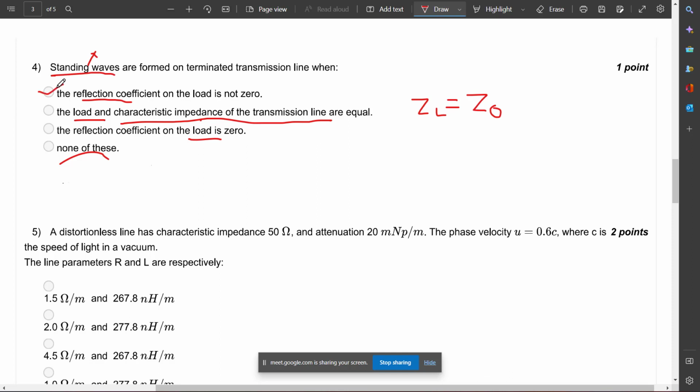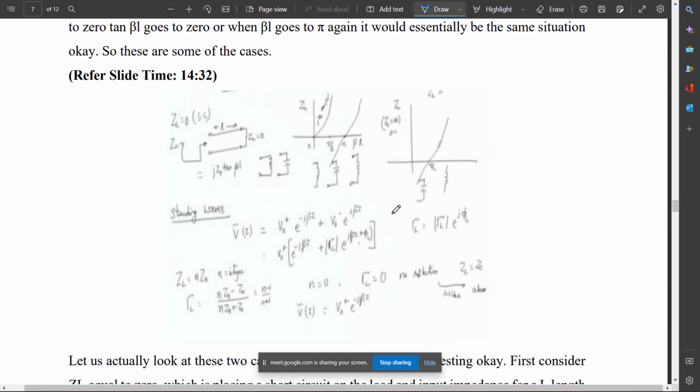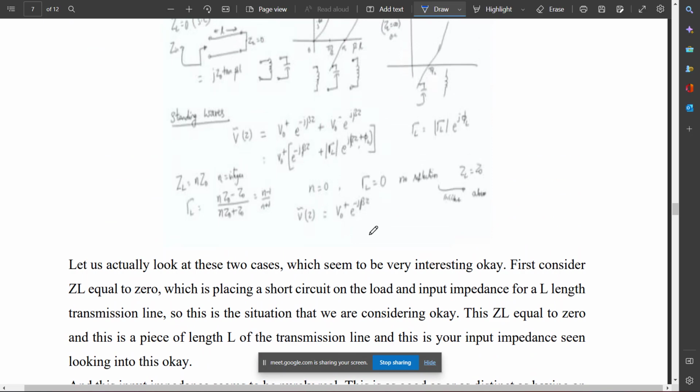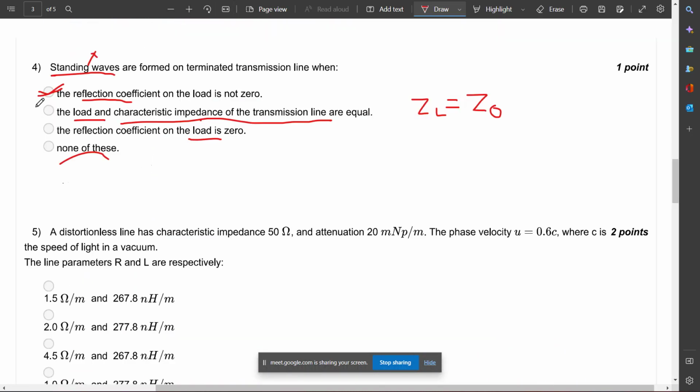Very good. So if there is a reflection coefficient which is not equal to 0, it means there will be reflections, right? And if there are reflections from the transmission line, there will be standing waves as well. See, if it's 0, then there will be no reflection. But if the value of the reflection coefficient is non-zero, then there will be standing waves. These are the conditions for standing waves. All right, so option A will be the correct option.